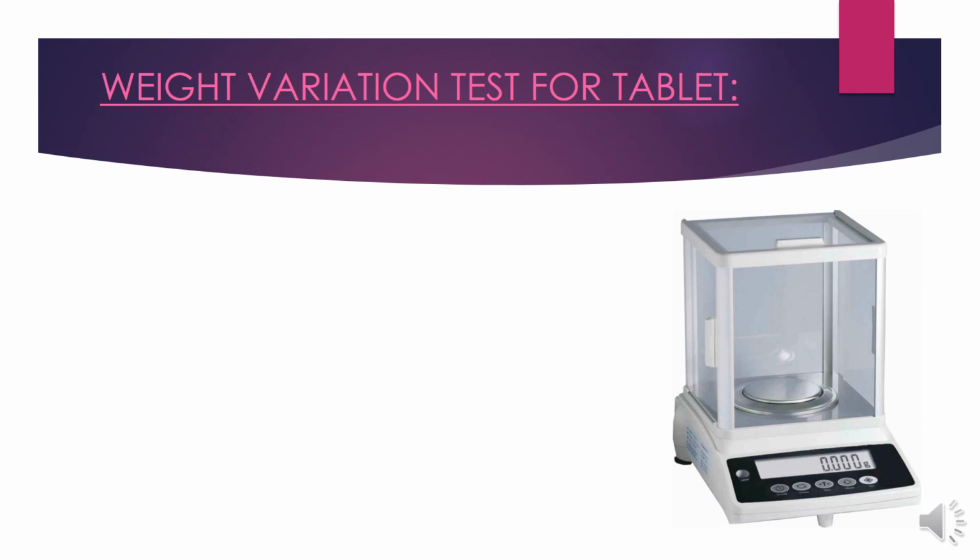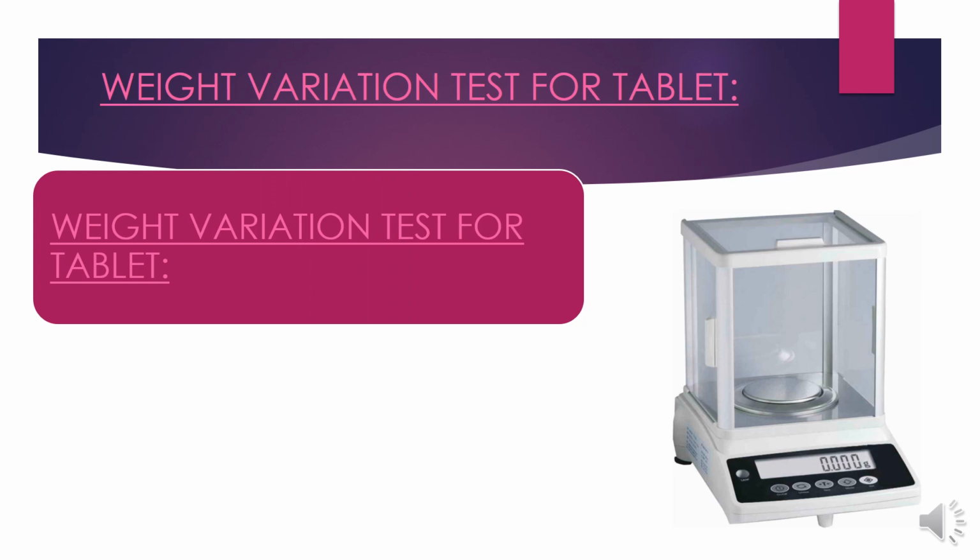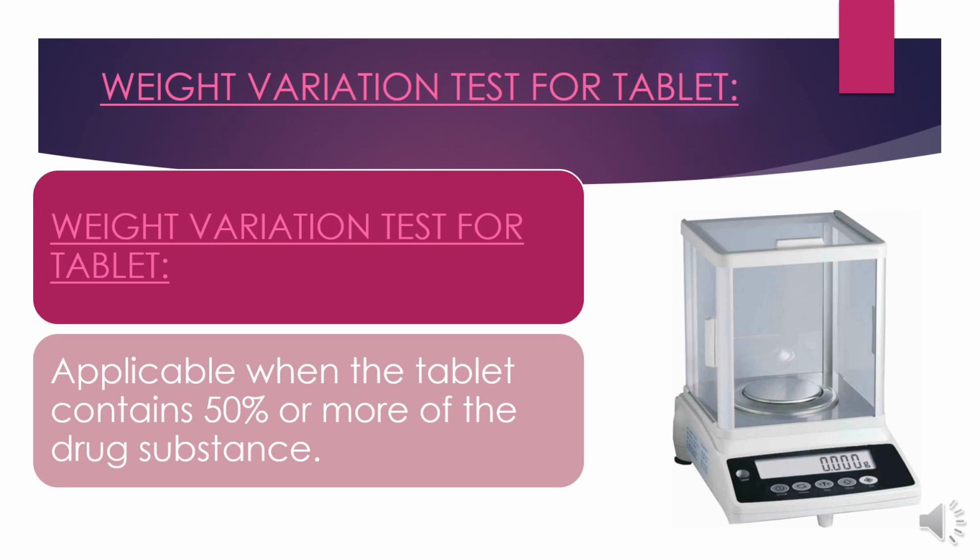Next test we have is the weight variation test for the tablets. This test is applicable when the tablet contains 50% or more of the drug substance. Means this test will be more valuable when your drug content is more than 50% and the remaining is excipient. When your excipient content is comparatively less than the active one, this test becomes more beneficial for evaluating the quality of the tablets.